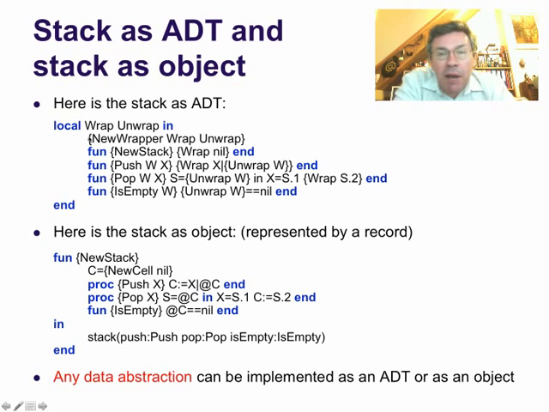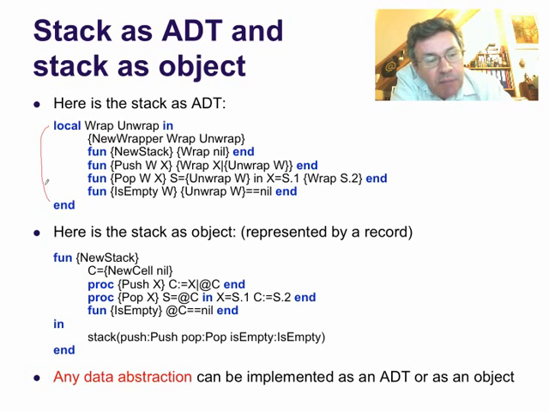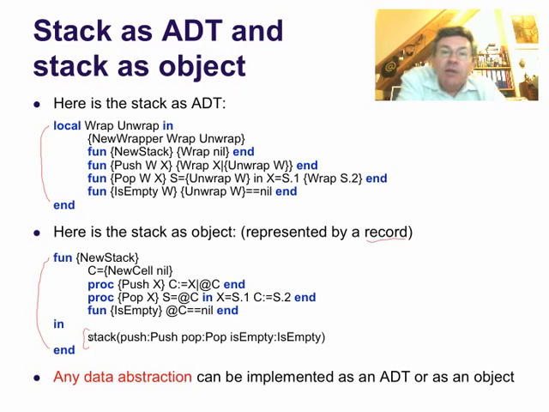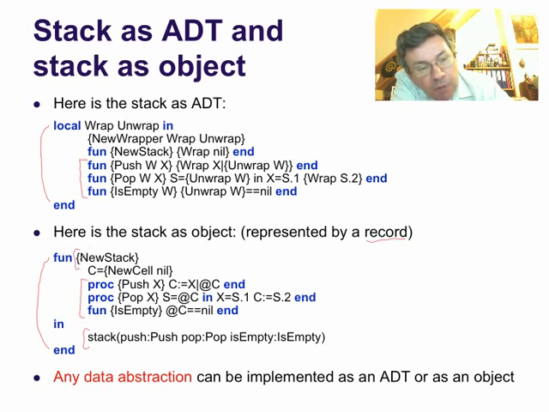So let's compare briefly the stack as an abstract data type and the stack as an object. Here's the abstract data type implementation using the secure wrapper, and here is the stack as an object, but here it's represented as a record because it's very short. It's almost the same as the previous one, except that the call is done using the dot operation of records. So here again we have the three operations. Push, pop, is empty, push, pop, is empty. The new stack operation corresponds to here the new stack function.